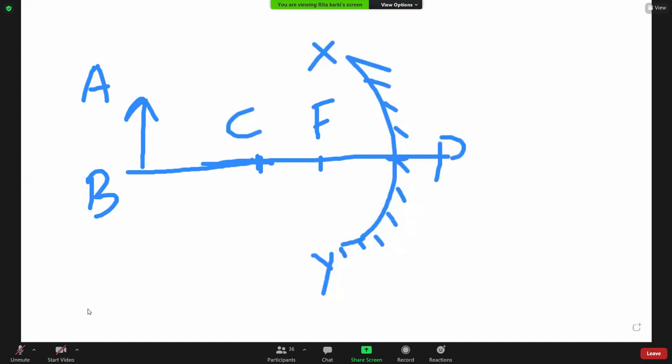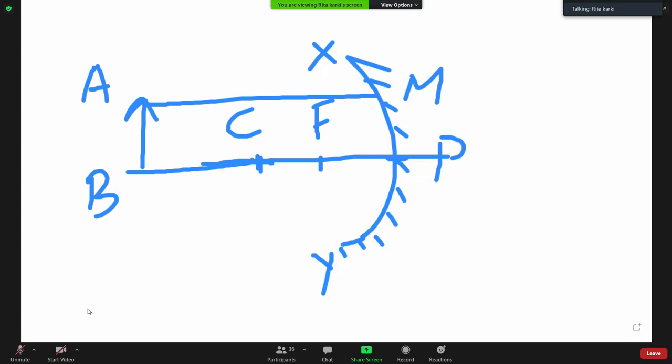Clear? Now, draw a straight line that is parallel to the principal axis. So, the straight line that comes from the point A and strikes the reflecting surface of a concave mirror, let it be AM. This straight line AM is parallel to the principal axis of the concave mirror.